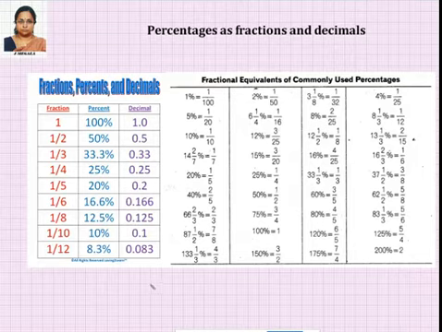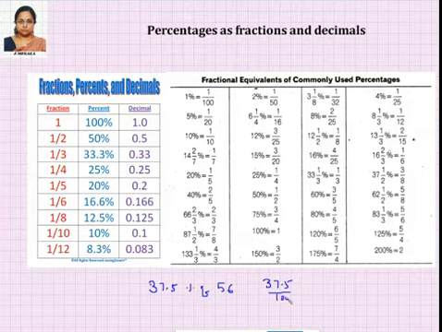For example, I can say, what is 37.5 percentage of, say, 512, or I can consider a smaller number, 56. When I ask for this, it looks as if we have to take 37.5 divided by 100 into 56, because of is always replaced by multiplication. But when you do it, it's going to take a long time. Instead, when you say 37.5 percentage, it's nothing but 3 by 8.